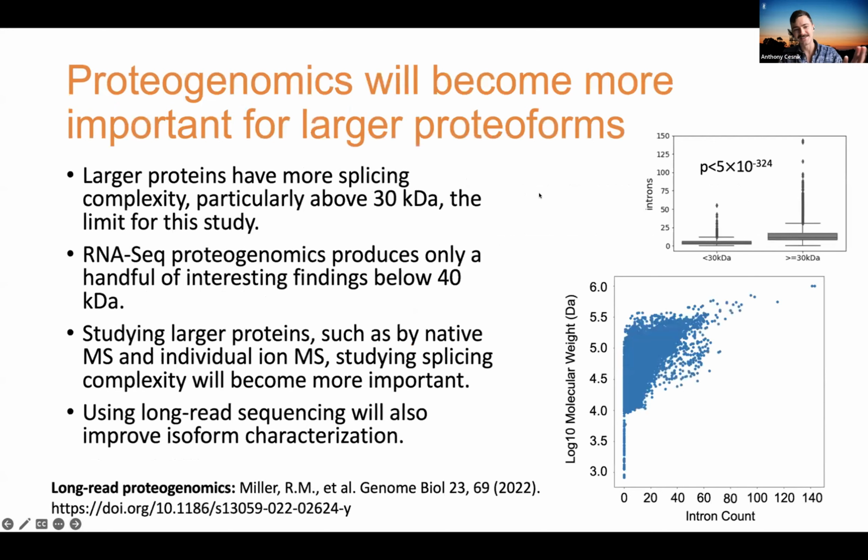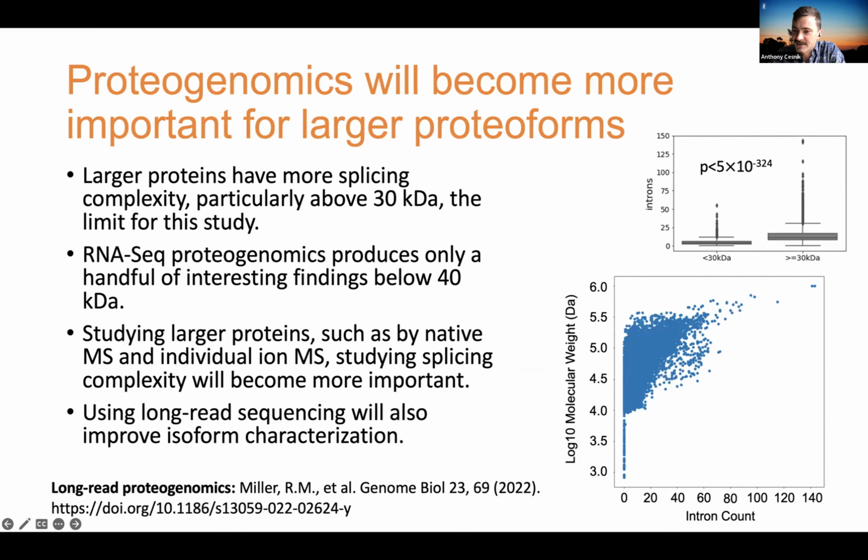But I would like to emphasize that I think proteogenomics will become a lot more important as we go above the 30 kilodalton limit for denatured top-down proteomics, that has basically been the cutoff for at least 5-10 years, I don't know. So we only find very few, like a handful of interesting findings below 40 kilodaltons, but as we go to larger proteins, there's going to be a lot more splicing variation.